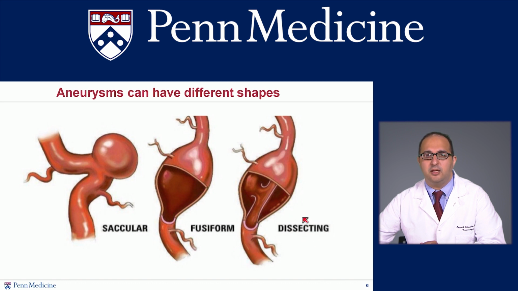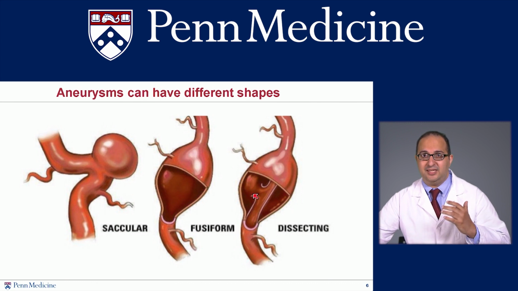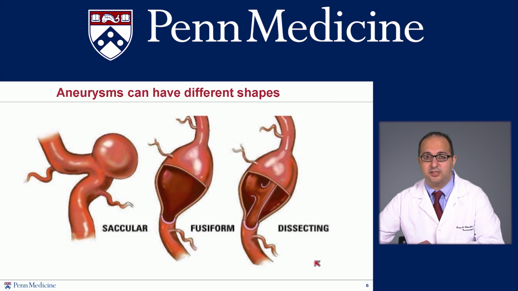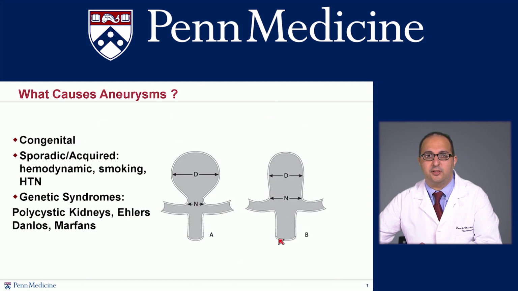Now this aneurysm does look like a fusiform aneurysm, but it forms because of damage to the inside wall or the lining of the blood vessel that leads to the blood trickling from the inside of the blood vessel to within the wall of the blood vessel, that leads to it being dilated. So it's important to know how aneurysms can come in different shapes, but again, the most common form is the saccular aneurysm here.